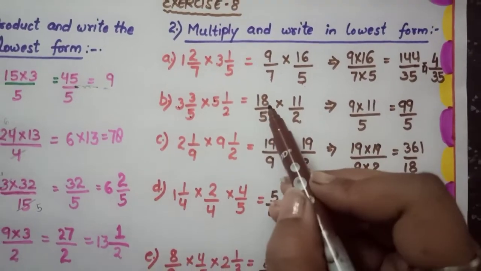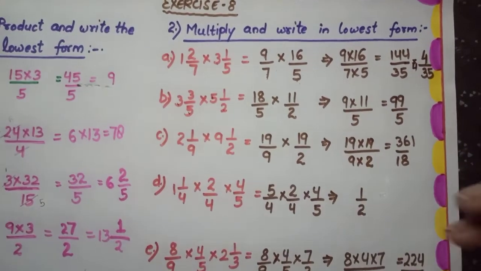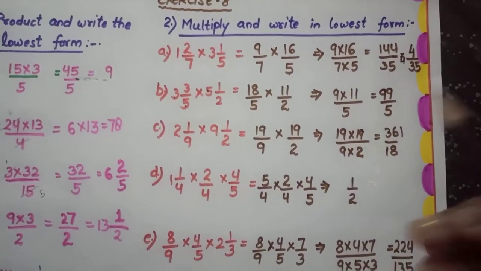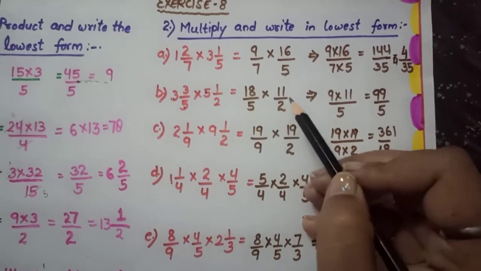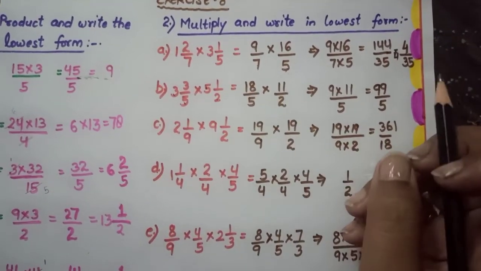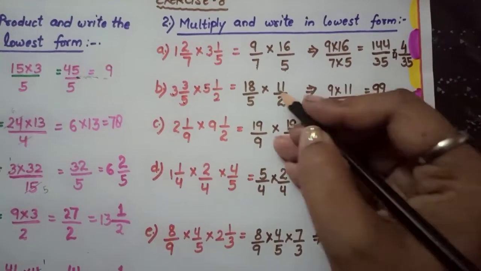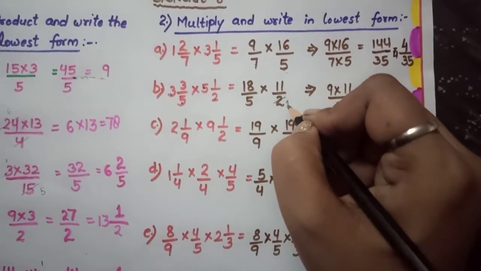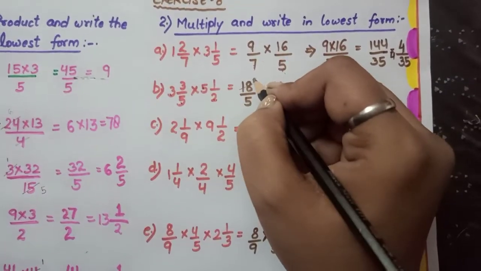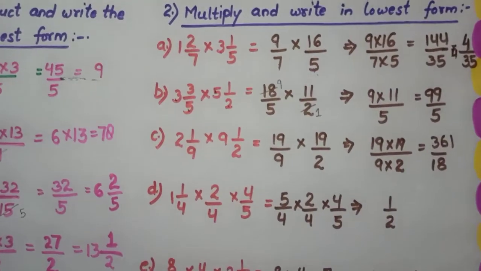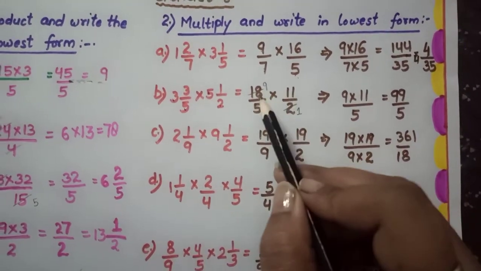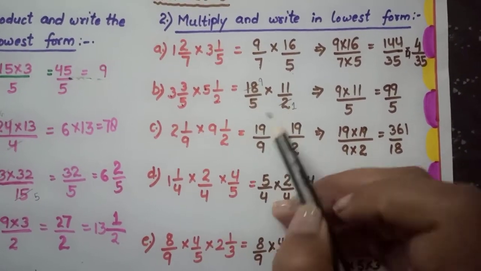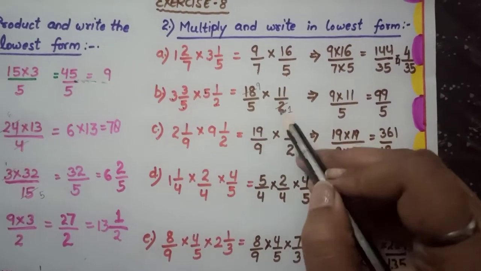Now let us multiply. See, before multiplication what we need to do? We check whether we can divide any numerator and denominator. So yes, we can. 2 1s are 2 and 2 9s are 18. So see, this is how we have divided a numerator from a denominator. Now we will multiply.